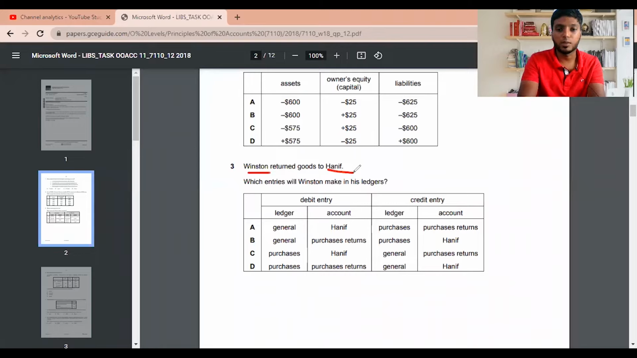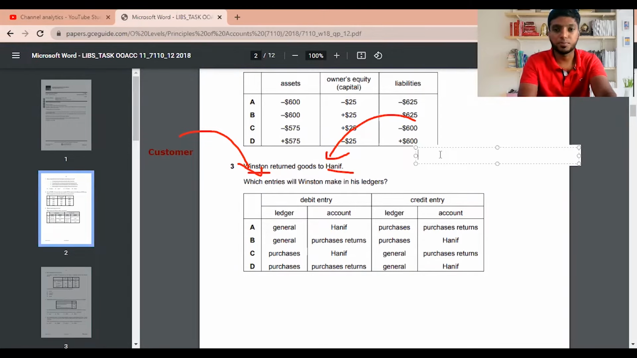Winston returned goods to Hanif. So Winston is a credit customer. Hanif is a supplier. This is what we found out here. So he's a customer. First of all, understand who they are. Then we'll say supplier. So we found that customer and supplier are already there. Now we need to know the debit entry and credit entry they are given, and we need to know now if Winston is returning. Now imagine Winston's books of account means you should think you are Winston. So I am Winston now.